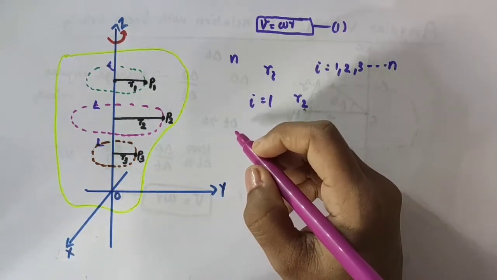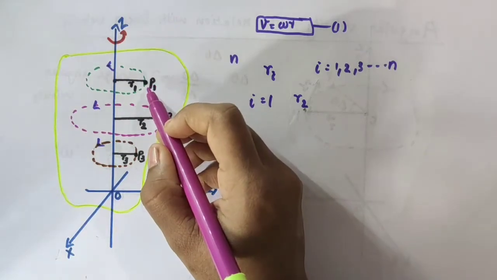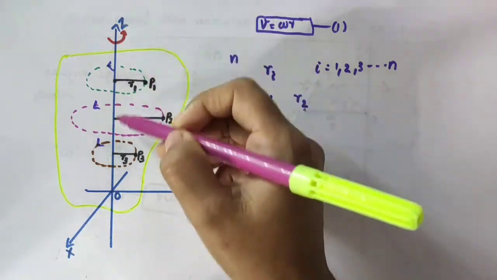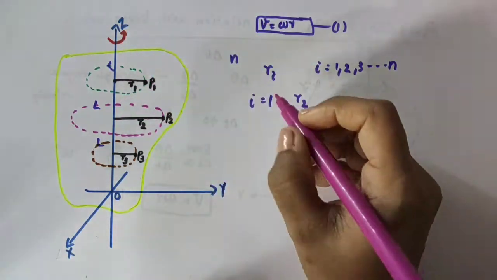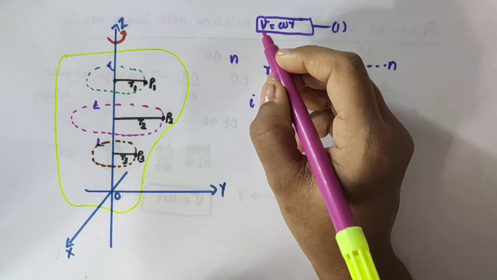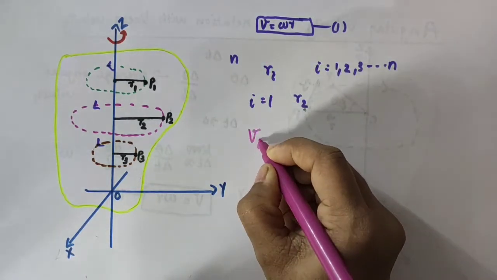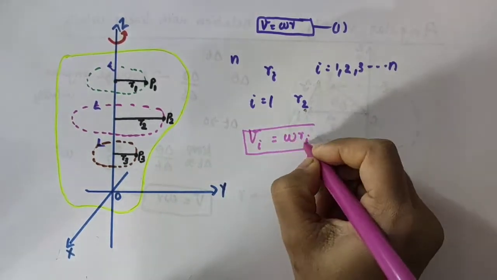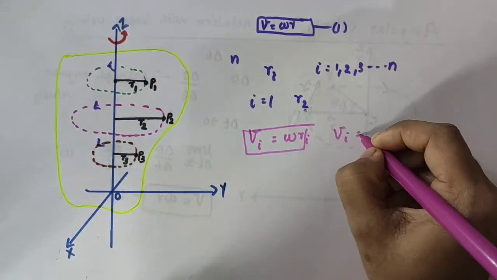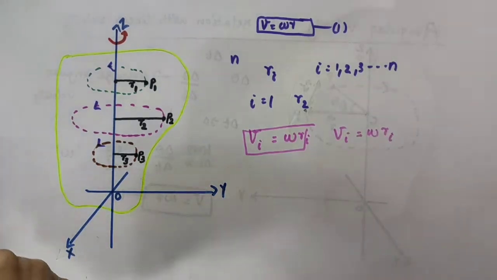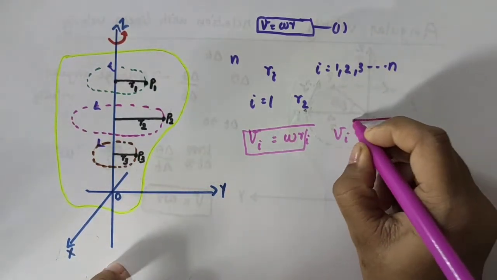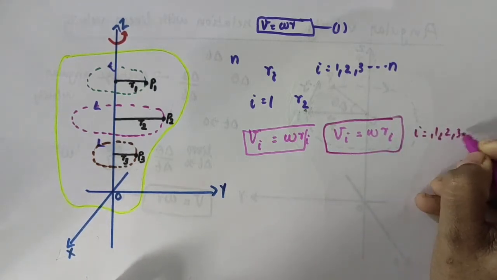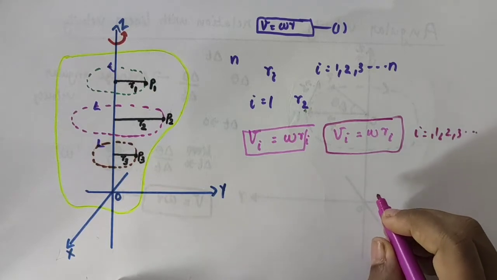So, what I am saying is, for a particle at a perpendicular distance Ri from the fixed axis, here the axis of rotation is the z axis and it is a fixed axis, the linear velocity at a given instant can be written as vi is equal to omega into ri. I am putting this in a box, where i equals 1, 2, 3, etcetera.